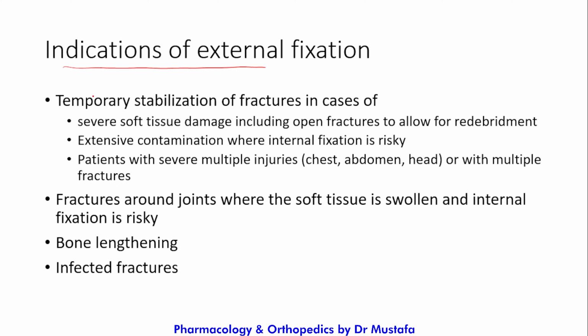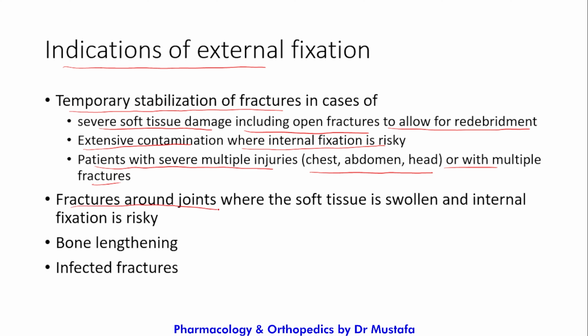Indications of external fixation include temporary stabilization of the fracture in cases of severe soft tissue damage, including open fractures, to allow for redebridement. So basically, when there is an open fracture and severe soft tissue damage, we use external fixation so we can reopen the site for redebridement. Extensive contamination, where internal fixation is risky because it would lead to infection, so that's why we use external fixation. Patients with severe multiple injuries, chest, abdomen, head, or with multiple fractures, we use external fixation for them.